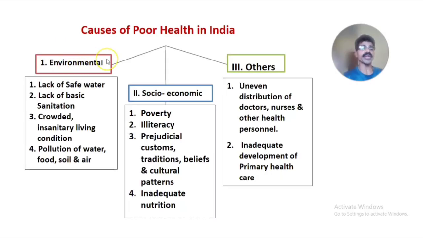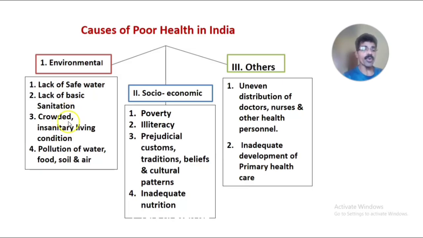First one is environmental causes. Under environmental causes, the first cause is lack of safe drinking water, especially in the rural and remote areas and for remote people. So, lack of safe and wholesome drinking water. Second one is lack of basic sanitation or sanitation facilities.